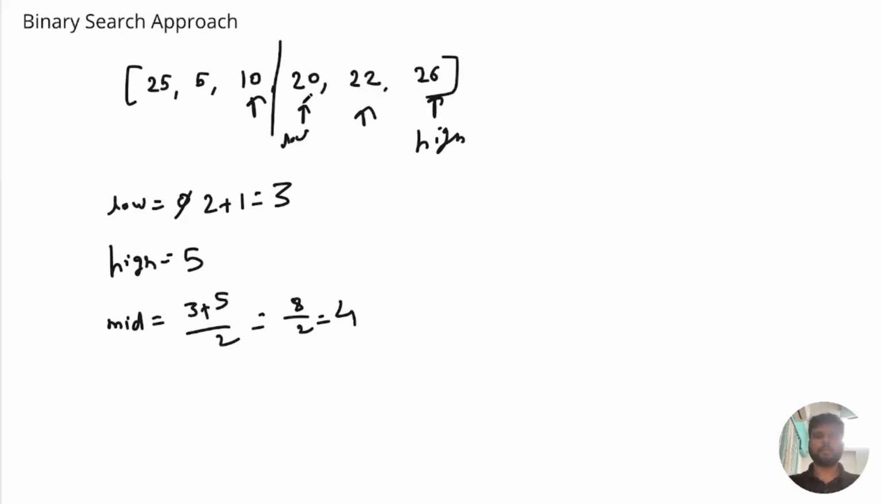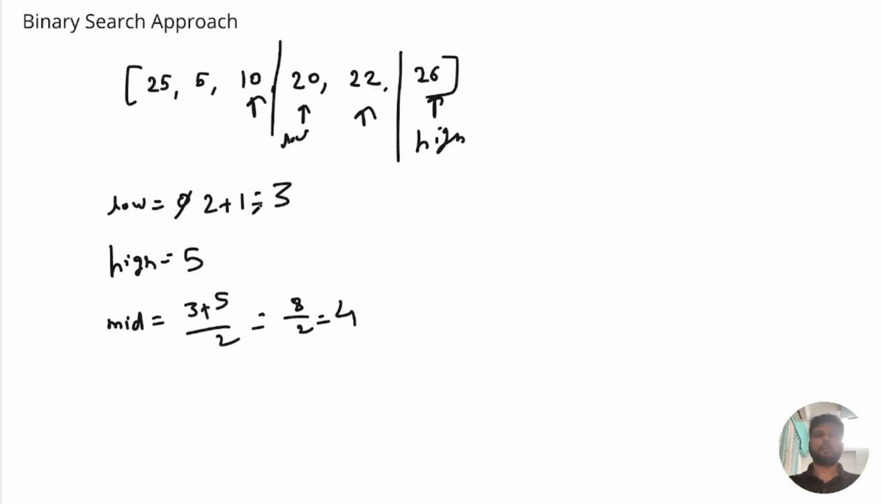Is it greater than 20? Yes. Is it greater than 26? No, right? Now we will check which side is greater. Okay, so 20 is not greater than 22, but 26 is greater than 22, right? Then we will move the low to mid plus 1.